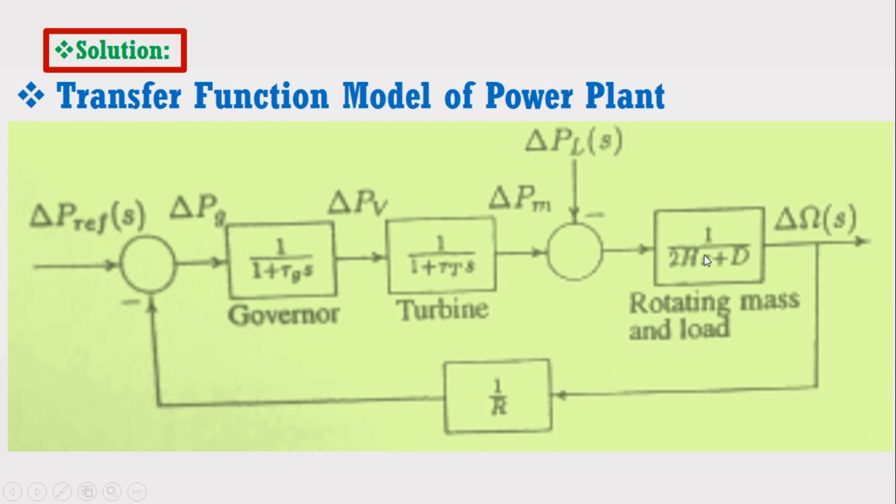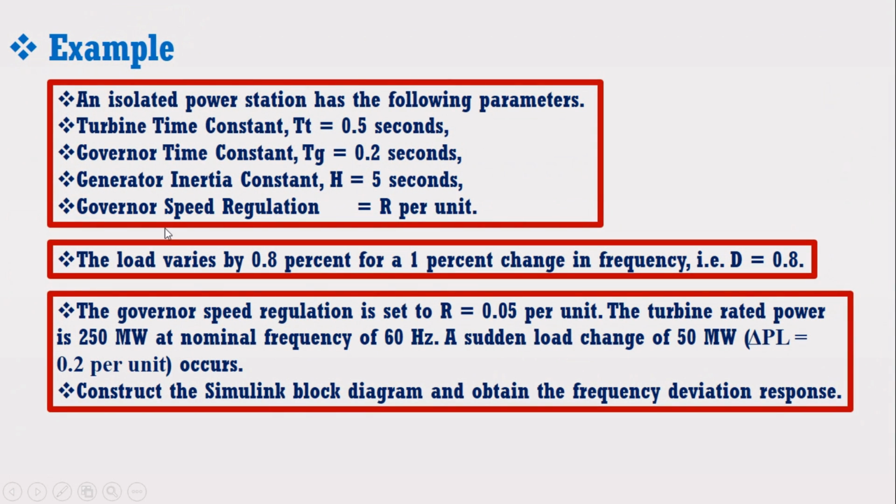Look at the figure again. Now we have to connect the rotating mass and load transfer function block. It may be noted that inertia constant H is multiplied by 2. The inertia constant is given as 5 seconds. It will be multiplied by 2 and becomes 10. And D is equal to 0.8 as given in the example data.